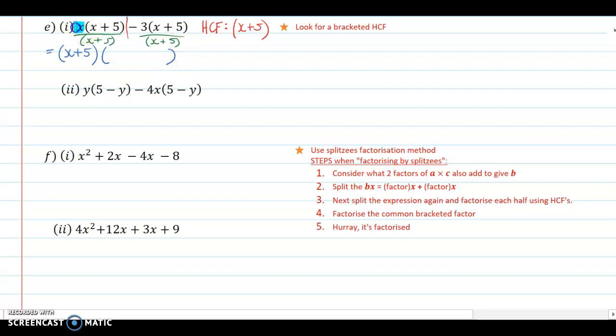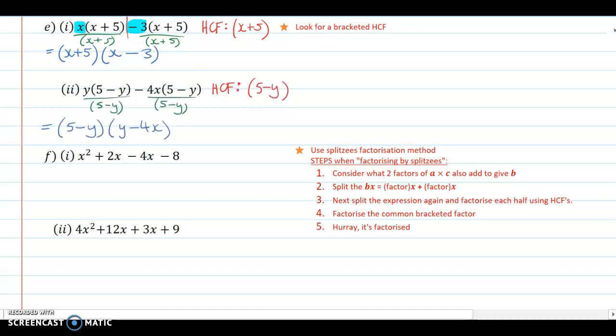Well, if I've removed the x plus 5 from that term, I'm left with x. And then if I remove the x plus 5 from the second half, I'm left with minus 3. So then that simply becomes x plus 5, x minus 3 as my fully factorized expression. Have a go at part 2 there, and we'll check in.